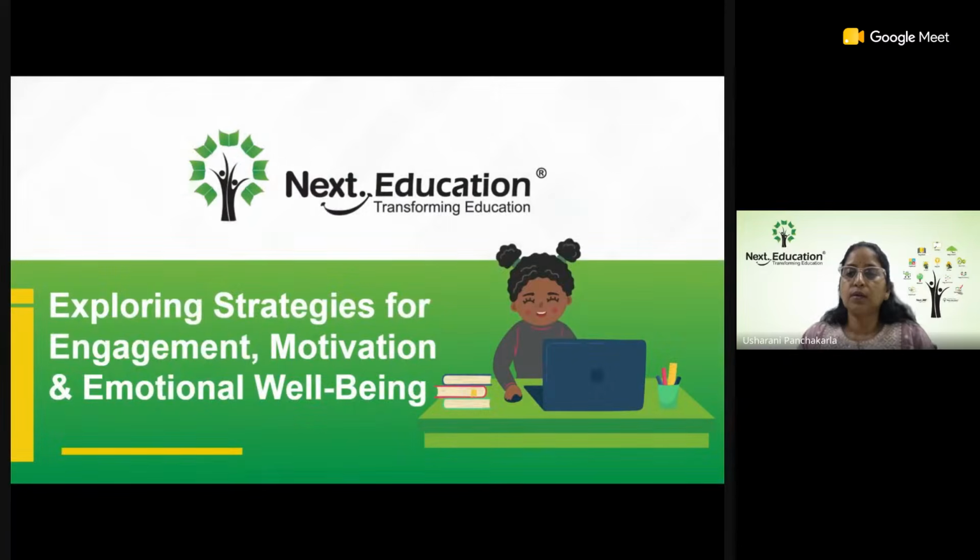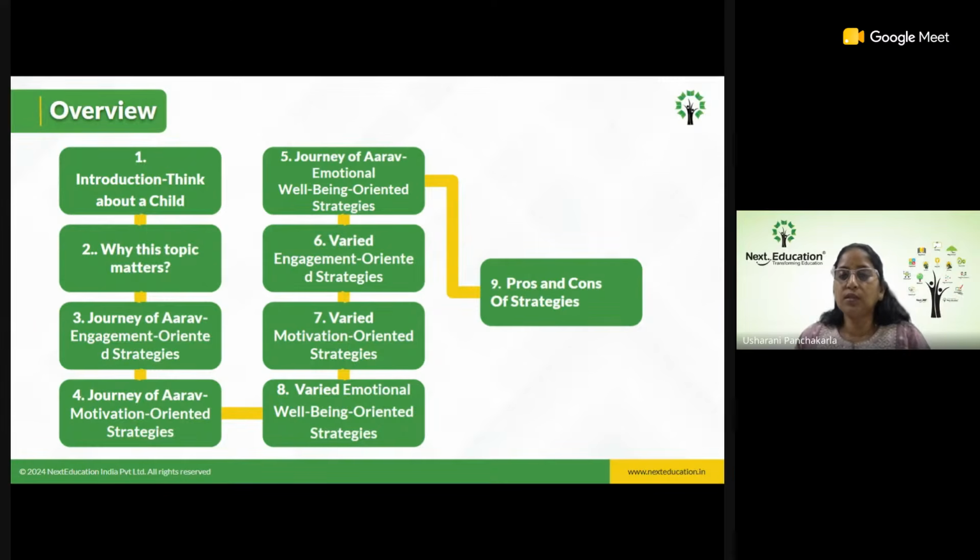Right. So this is the topic, exploring the strategies for engagement, motivation, and emotional well-being. Now here, these are the objectives of this session. So one overview at one glance, you can have a look. That is introduction. What do we think about a child? Why this topic matters? Then journey of Arav, a student I have taken. And then how the engagement oriented strategies actually help him, nurture him, molding him into the shape that we wanted. And the fourth one is journey of Arav, that is motivation oriented strategies.